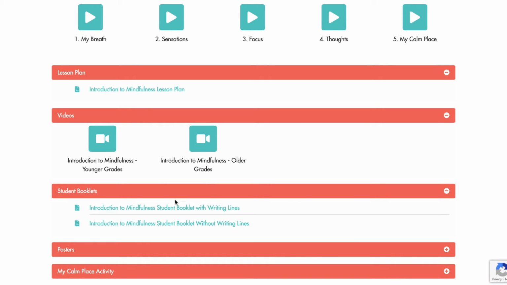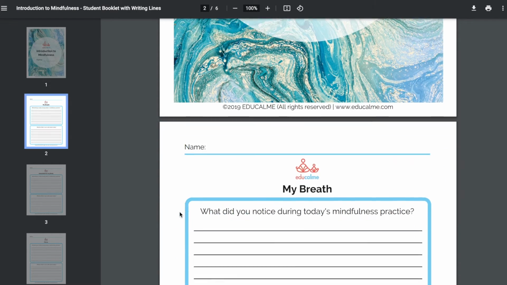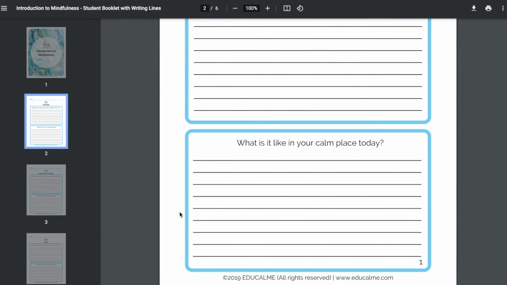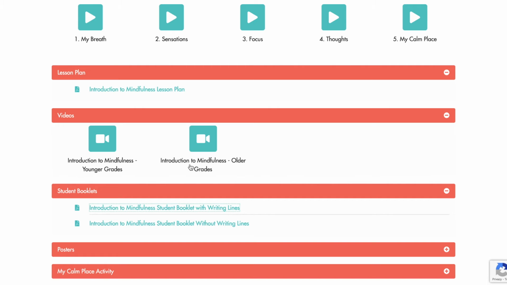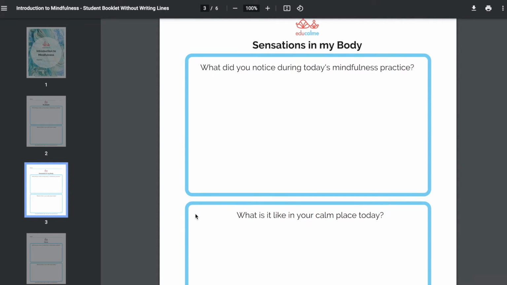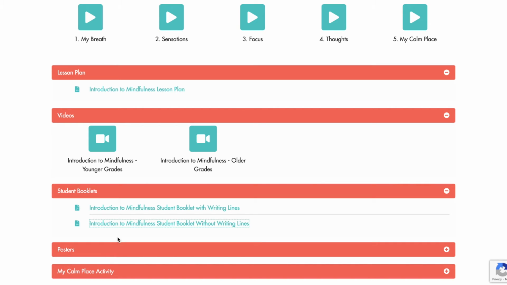With a few exceptions, all units have student booklets. Each page in the booklets corresponds to the audios inside the unit. You'll find multiple variations of booklets in the units. Some, like this one, have a lined option and a non-lined option, while others have a version for elementary students and another version for middle school and high school students with deeper thinking questions.